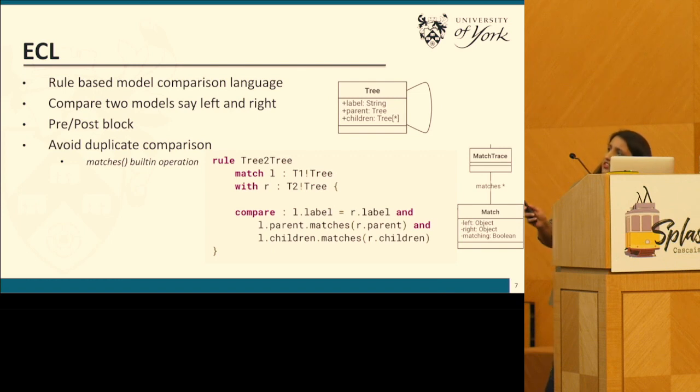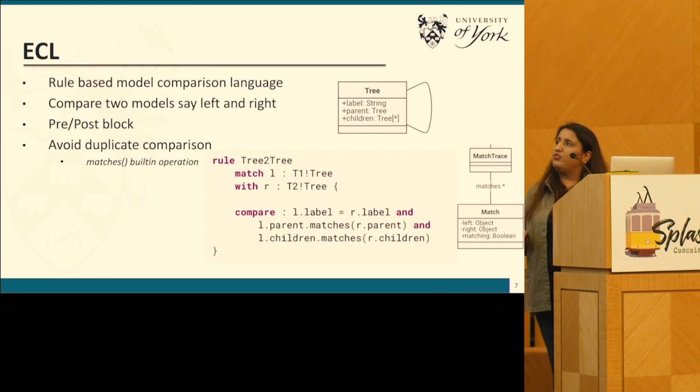So this is what ECL looks like, and ECL can also have pre and post blocks. Pre blocks will be statements executed before the match rules, and post blocks will have statements to be executed after the match rules. The output of an ECL program is a match trace, which contains several matches of left, right, and a Boolean flag.